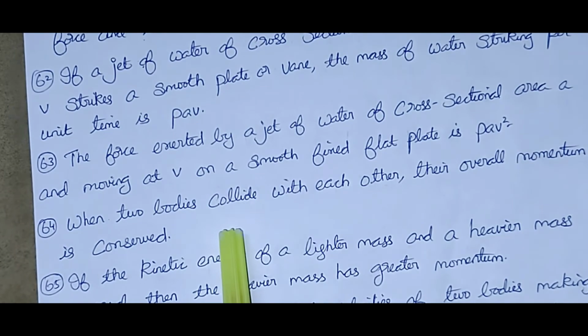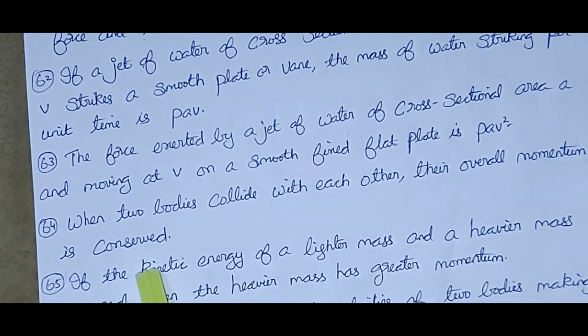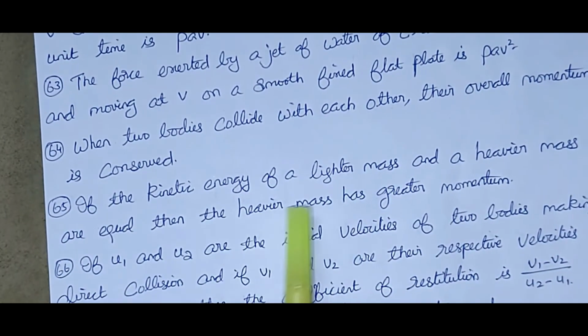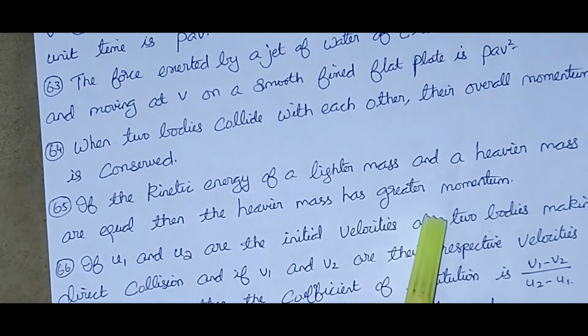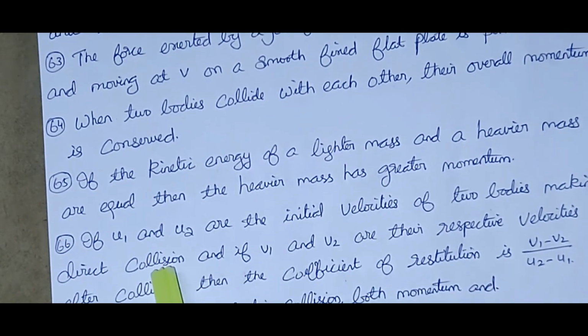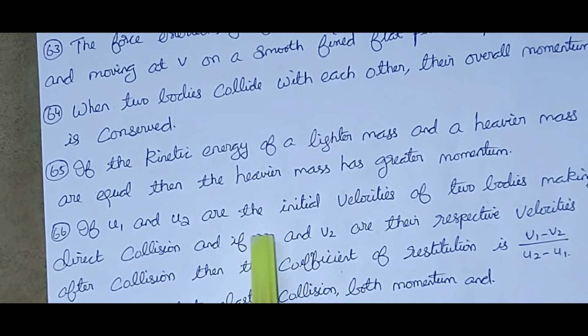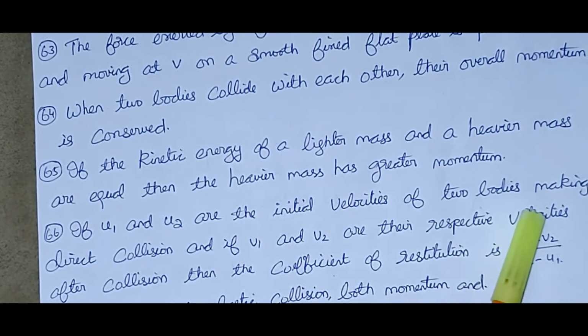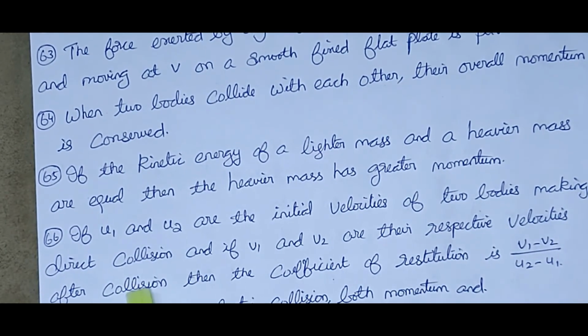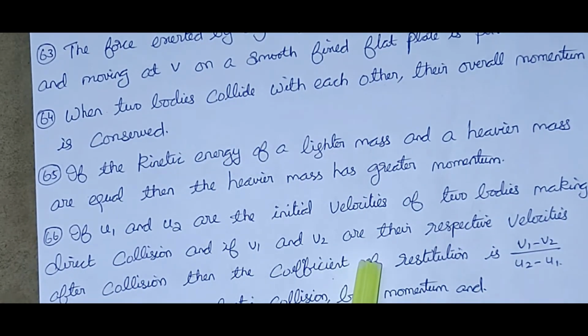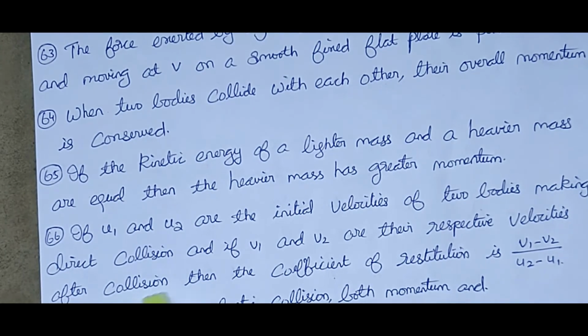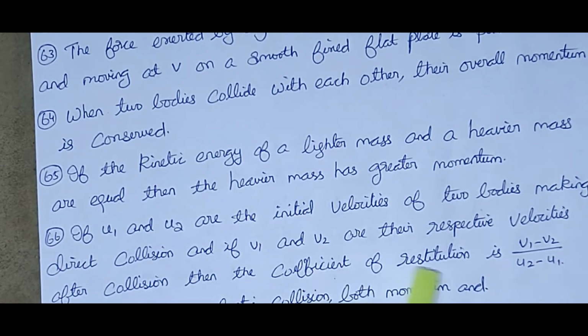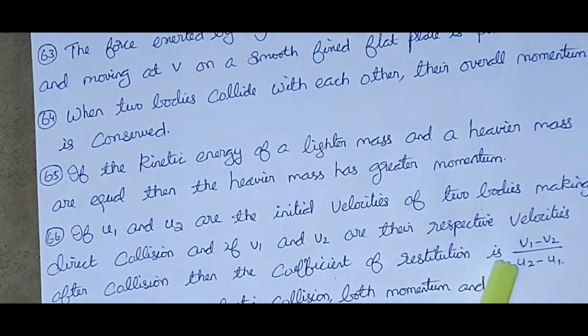When two bodies collide with each other, the overall momentum is conserved. If the kinetic energy of a lighter mass and a heavier mass are equal, then the heavier mass has greater momentum. If u1 and u2 are the initial velocities of two bodies making a direct collision, and v1 and v2 are the respective velocities after collision, then the coefficient of restitution is (v1 minus v2) by (u2 minus u1).